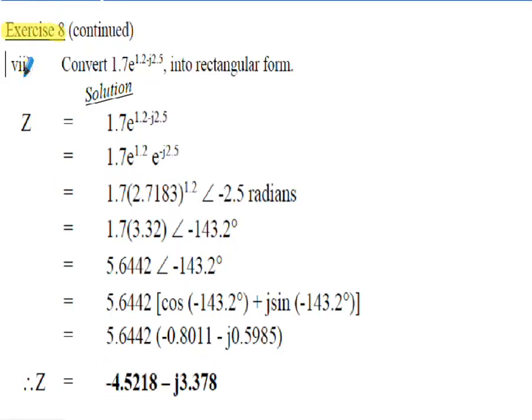And exercise 8 part 7, we're asked to convert an exponential form of a complex number into rectangular form, which is Cartesian form. Again we will make use of the first law of indices. Just watch out for your negative value for the argument.